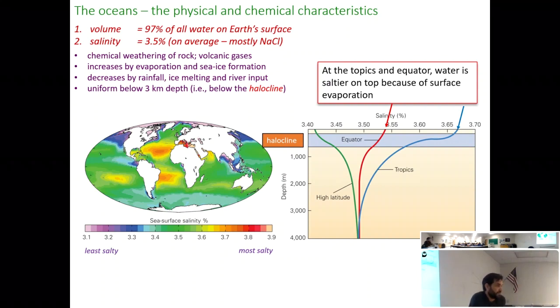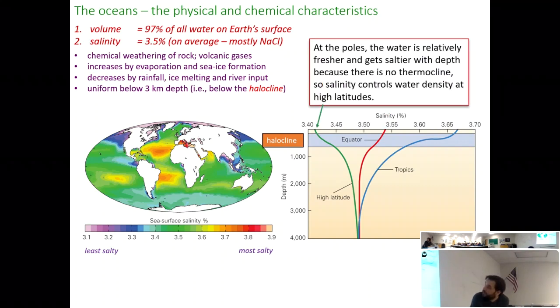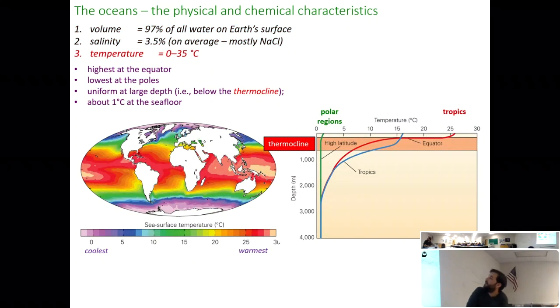All right, everything makes sense so far? Got that? I'm going to go on now to temperature. Okay, here's temperature. So we're going to do the exact same thing, but now with temperature instead of salinity, okay? So at the poles, how does temperature change with depth? It doesn't. It's cold on top, and it's just as cold at the bottom.